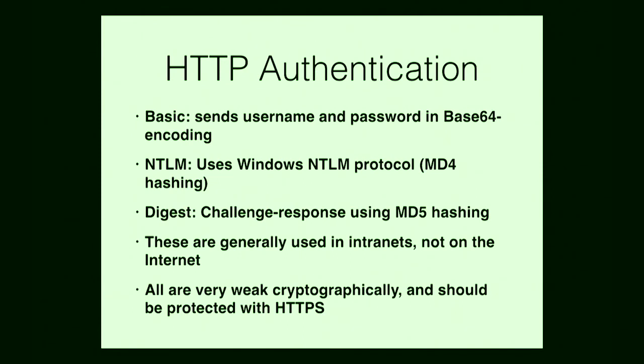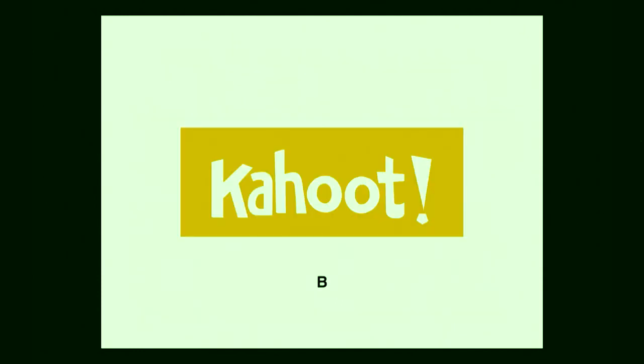NTLM is a Windows protocol, which is MD4 hashing. Digest uses MD5 hashing. All these are considered to be very weak encryption techniques, pretty easy to reverse or break in normal circumstances. So by themselves, they're all considered pretty unsafe protocols, but if you put them over HTTPS, they're fine. Then you put another layer of encryption on top, and HTTPS is real strong encryption. Modern standards, nobody can crack it without the key, unless they use various dirty tricks that we talk about a lot in hacking class.